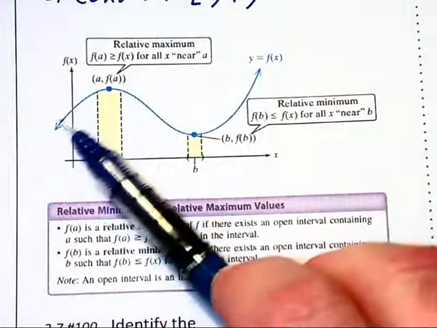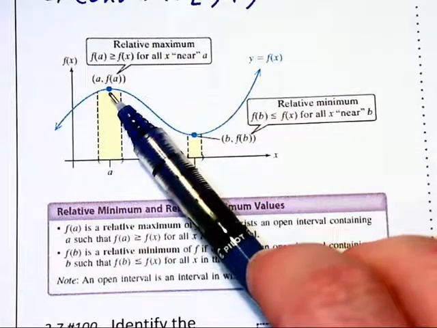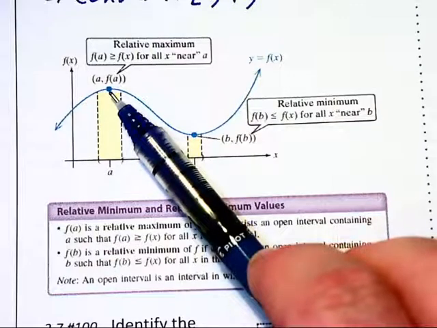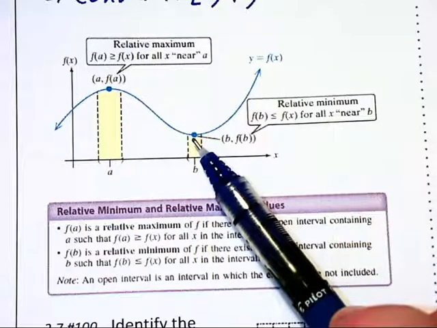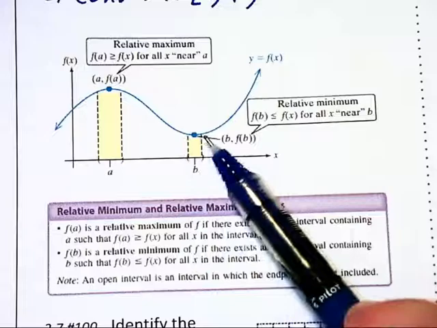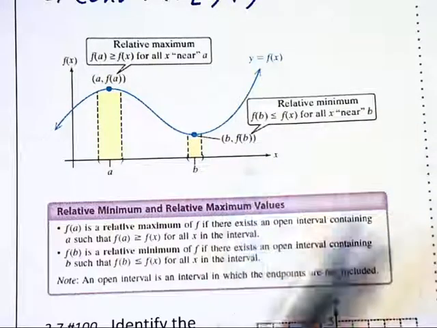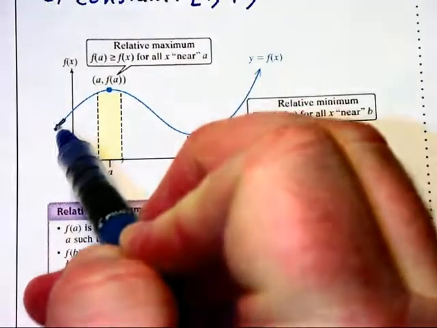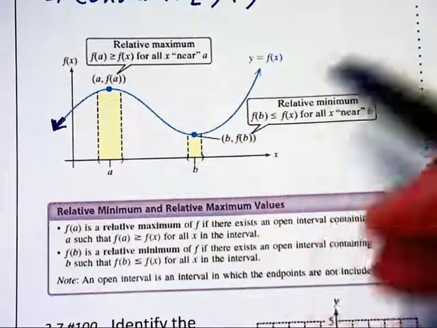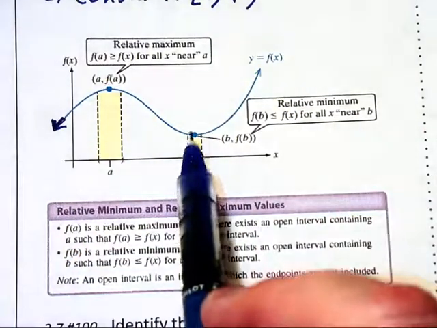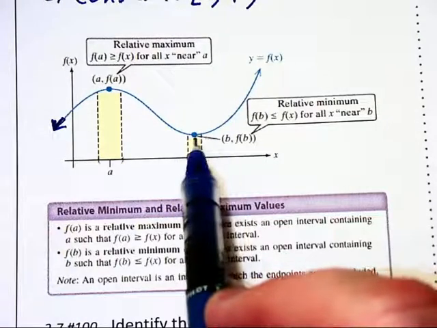Notice how this graph has a high peak here. That is called a relative maximum. And when it has a valley, it's considered a relative minimum. It doesn't have to be the lowest point on the graph altogether, because we see at the left here there's an arrow saying this graph goes downward, but it's the lowest value on an interval.